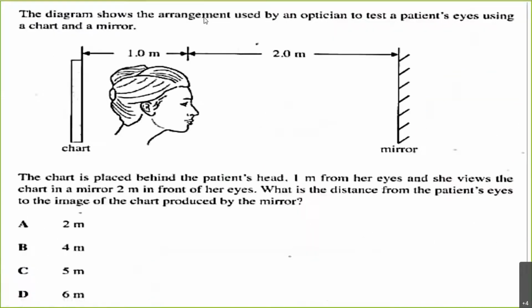What about this one? Take a minute and read it. The diagram shows the arrangement used by an optician to test the patient's eyes using a chart and a mirror. The chart is placed behind the patient's head, 1 meter from her eyes, and she views the chart in a mirror 2 meters in front of her eyes. What is the distance from the patient's eyes to the image of the chart produced by the mirror?